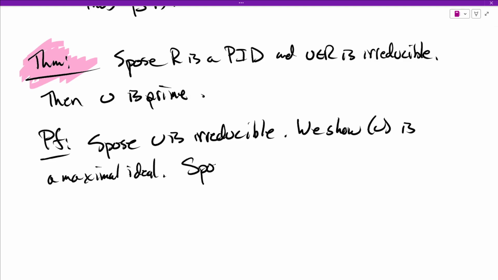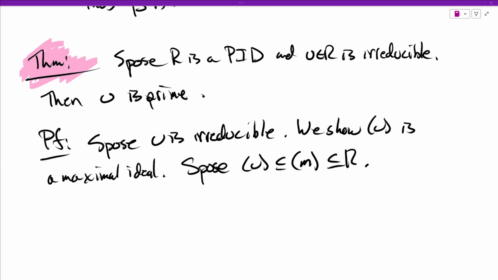To that end, suppose that U is contained in some other ideal, generated by M, contained in R. Okay? And we're allowed to specify here that the ideal is principal because the ideal in between is principal because we have a PID. Okay? So we're using PID at least once right here. Now what?